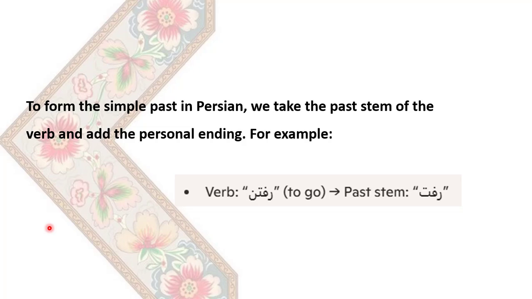To form the simple past in Persian, what do we have to do? We take the past stem of the verb and add the personal ending. For example, for the infinitive رفتن, which means to go, the past stem is رفت. How do I create it? I remove n from the infinitive of رفتن, or from every infinitive. خواستن، گفتن، شنیدن، دیدن. I remove n and create the past stem.